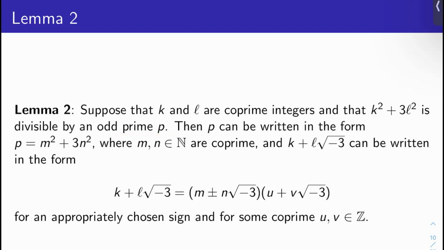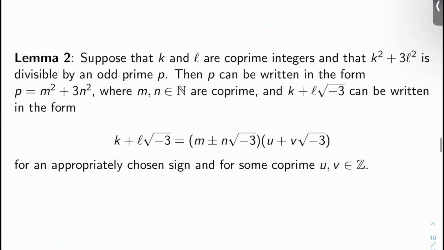Lemma 2: basically, what if now k squared plus 3l squared is divisible by an odd prime p? So suppose k and l are coprime integers, and suppose k squared plus 3l squared is divisible by an odd prime p. Then p can be written in this same form. It can be written in the form m squared plus 3n squared, where m and n are natural numbers and coprime. In other words, odd factors of k squared plus 3l squared, where k and l are coprime, are also of the form something squared plus 3 times something squared, where the two somethings are coprime. Okay?